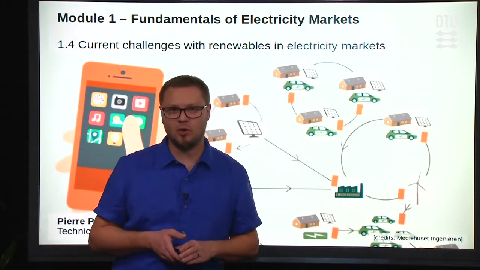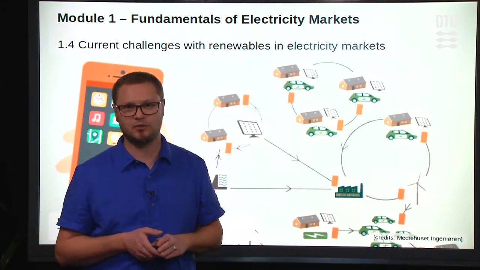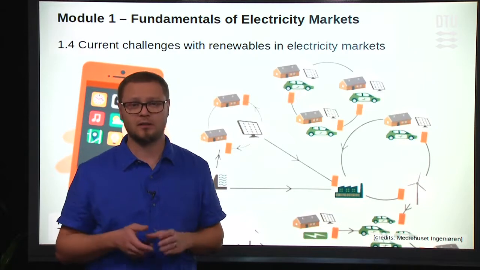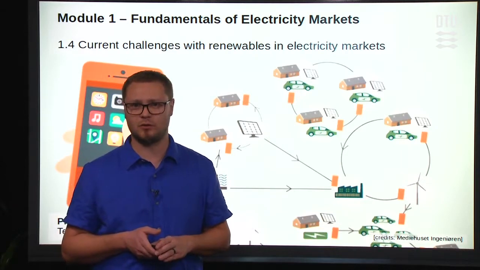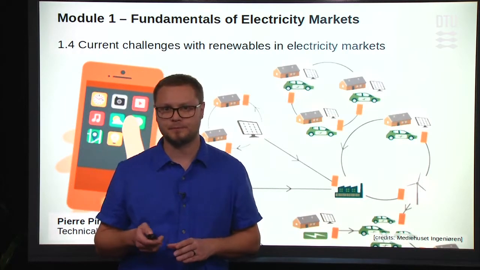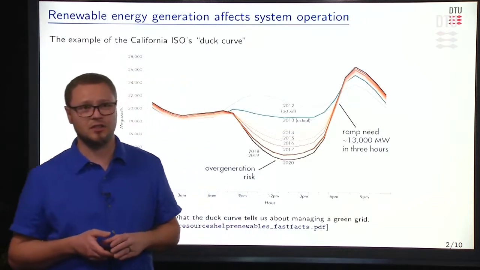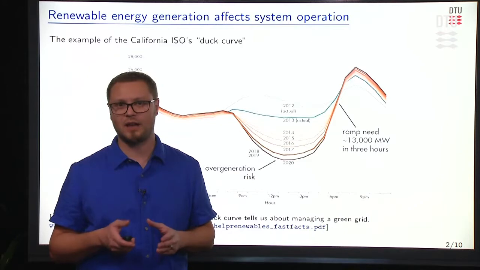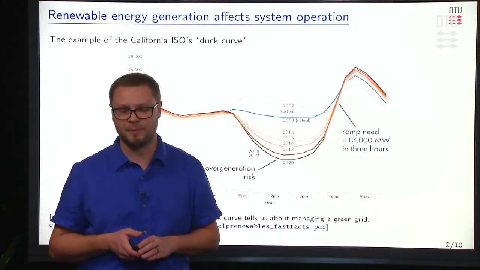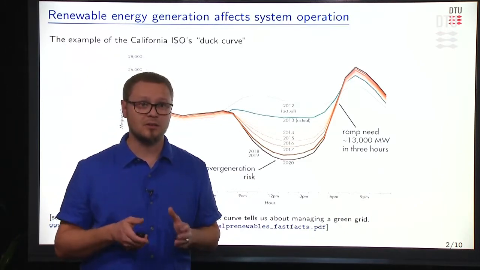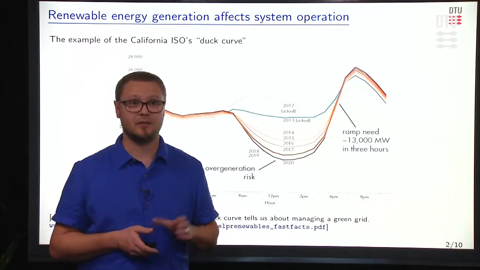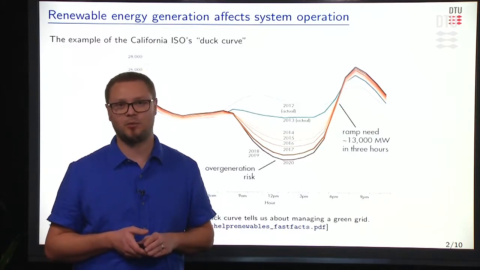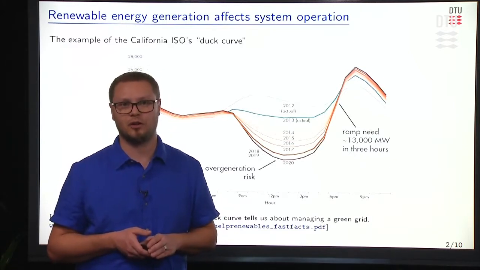Hi, let's now close Module 1, Fundamentals of Electricity Market, with its fourth block that looks at current challenges with renewables in electricity markets. When thinking of these challenges, the first one to consider is how renewable energy generation affects system operation itself. Maybe the most discussed and famous example is that of California and what the system operator there has coined the duck curve.